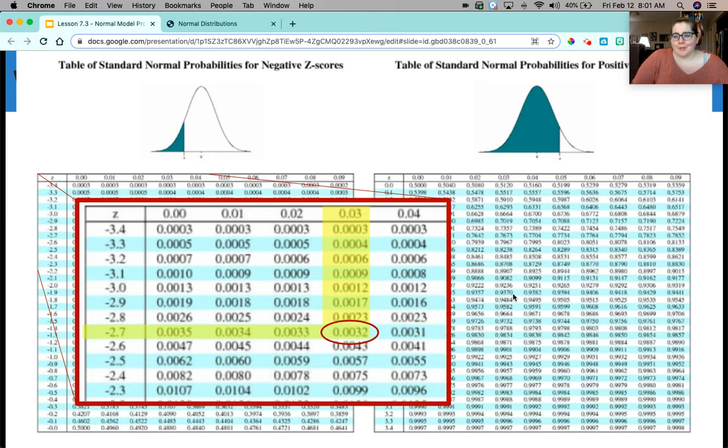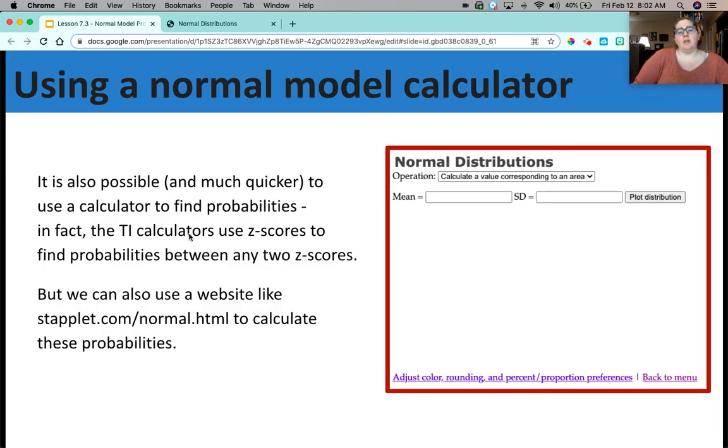But we're not going to do that because we have calculators and computer programs that can make things a lot quicker for us without having to go through all the trouble of looking things up on a table. So what we're going to use is a website. Now, there is a way to do this on our TI calculators, but since we're in a weird year, I think it's a lot quicker and simpler to use the website. That is what we're going to use.